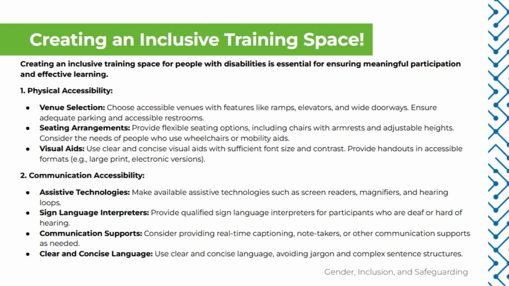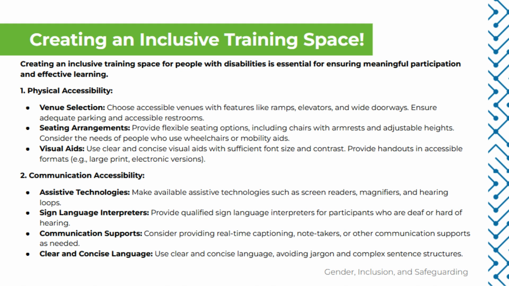Creating an inclusive training space for persons with disabilities is essential to ensure meaningful participation and effective learning. First, physical accessibility. While selecting venues, choose ones that are accessible, with features such as ramps, elevators, wide doorways, adequate parking, and accessible restrooms. And make sure to provide flexible seating, including chairs with armrests and adjustable heights, and consider the needs of participants using wheelchairs or other mobility aids.